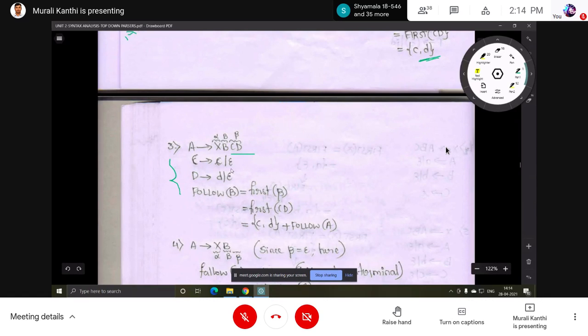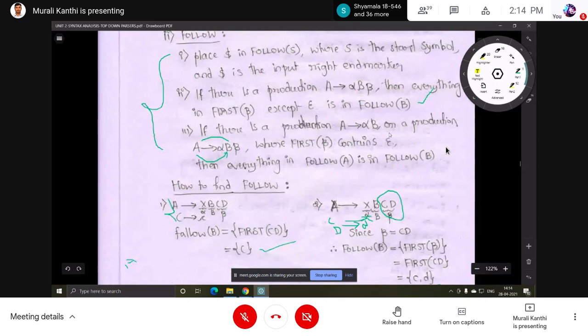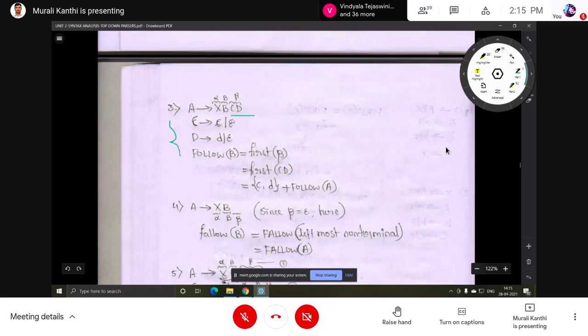Then next for epsilon, what is the rule for epsilon? Third rule. What is that? If a production has epsilon, whatever is in follow of A, that will be follow of B. Here also same thing. Epsilon is there. So after B, one is CD. From C production we got C, from D production we got D.